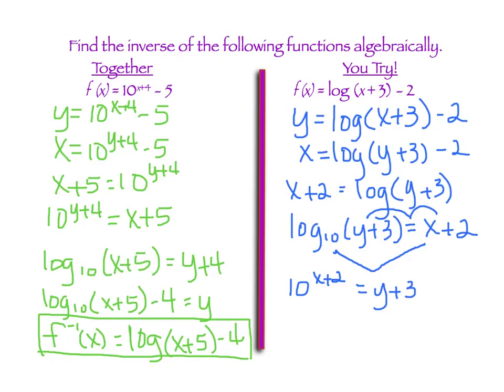Now all we have to do is subtract 3 from both sides. So I have 10 to the x plus 2 power minus 3 is equal to y. And now I just need to write it in function notation. So I have f to the negative 1 power of x, which means the inverse of f of x, is equal to 10 to the x plus 2 power minus 3.